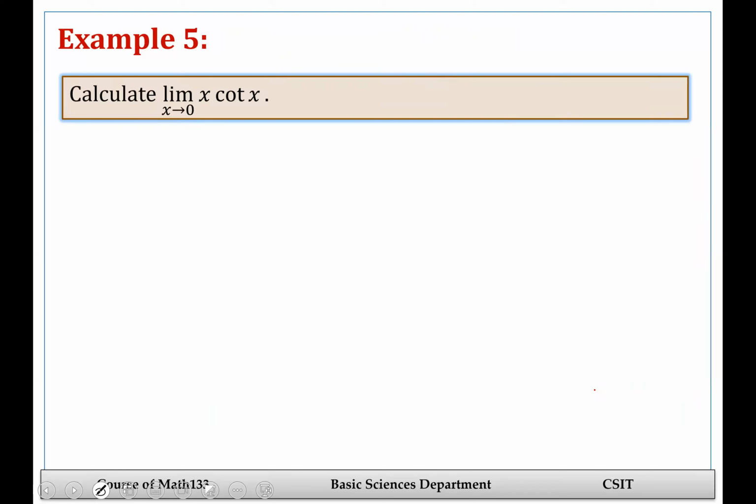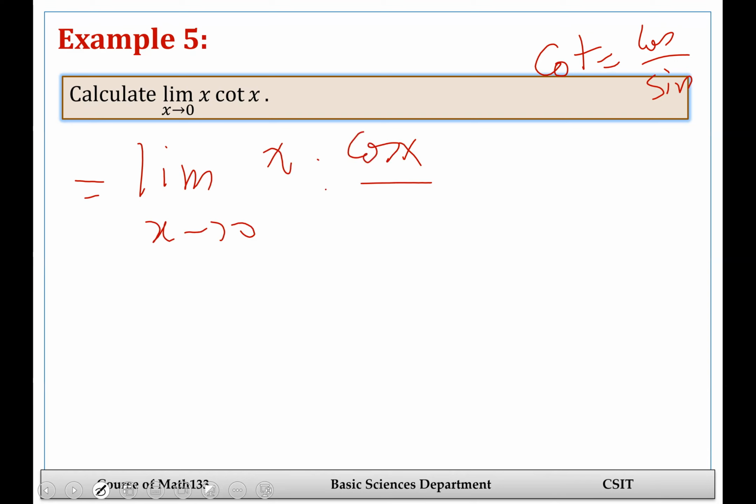Same idea here. Compute the limit of x cotan x. When you replace x by 0, of course, you have a problem with cotan 0, since remember that cotan is cosine over sine. So you cannot divide by 0. However, if we write this limit as x approaches 0, x times cosine x over sine x, we see that there is a division of sine by x. I will write it in this way.